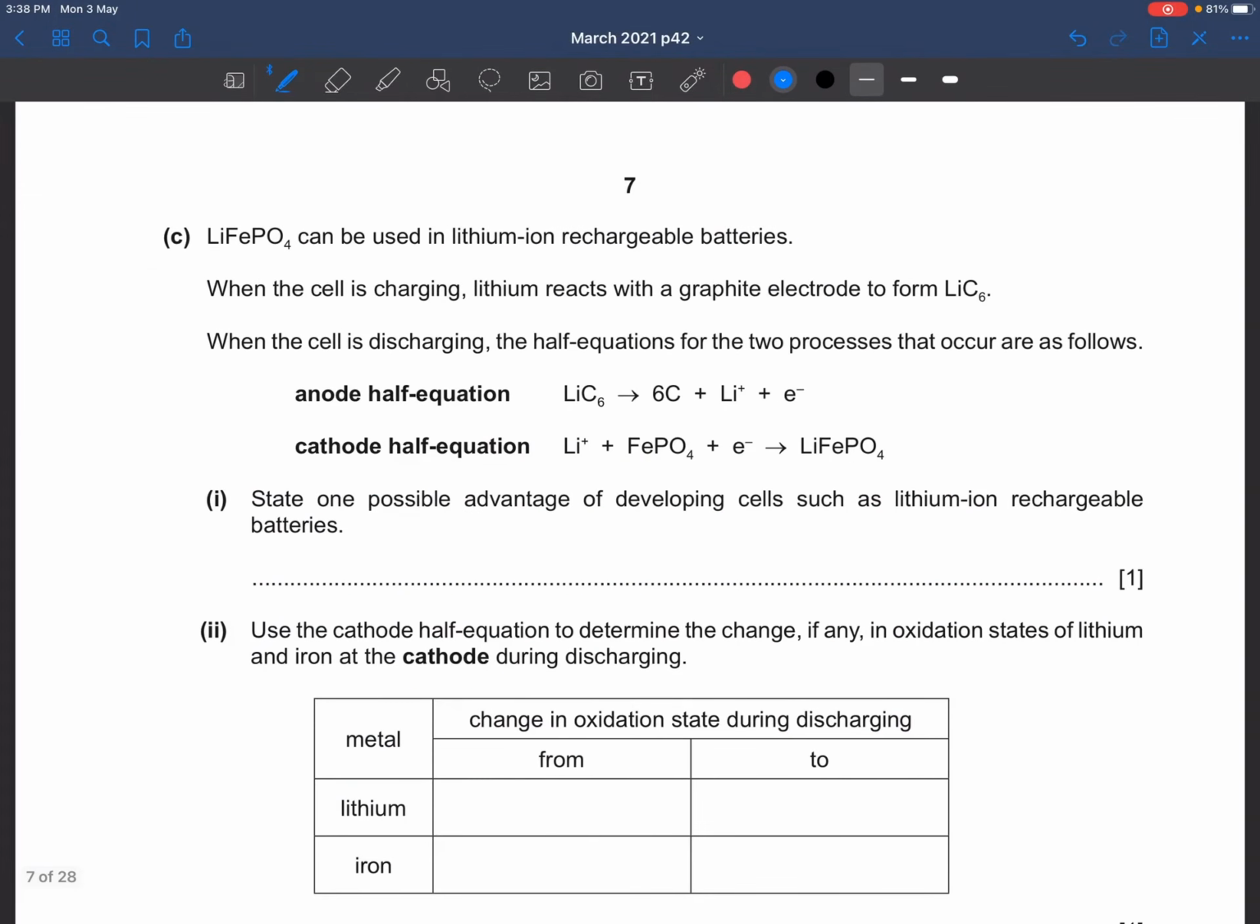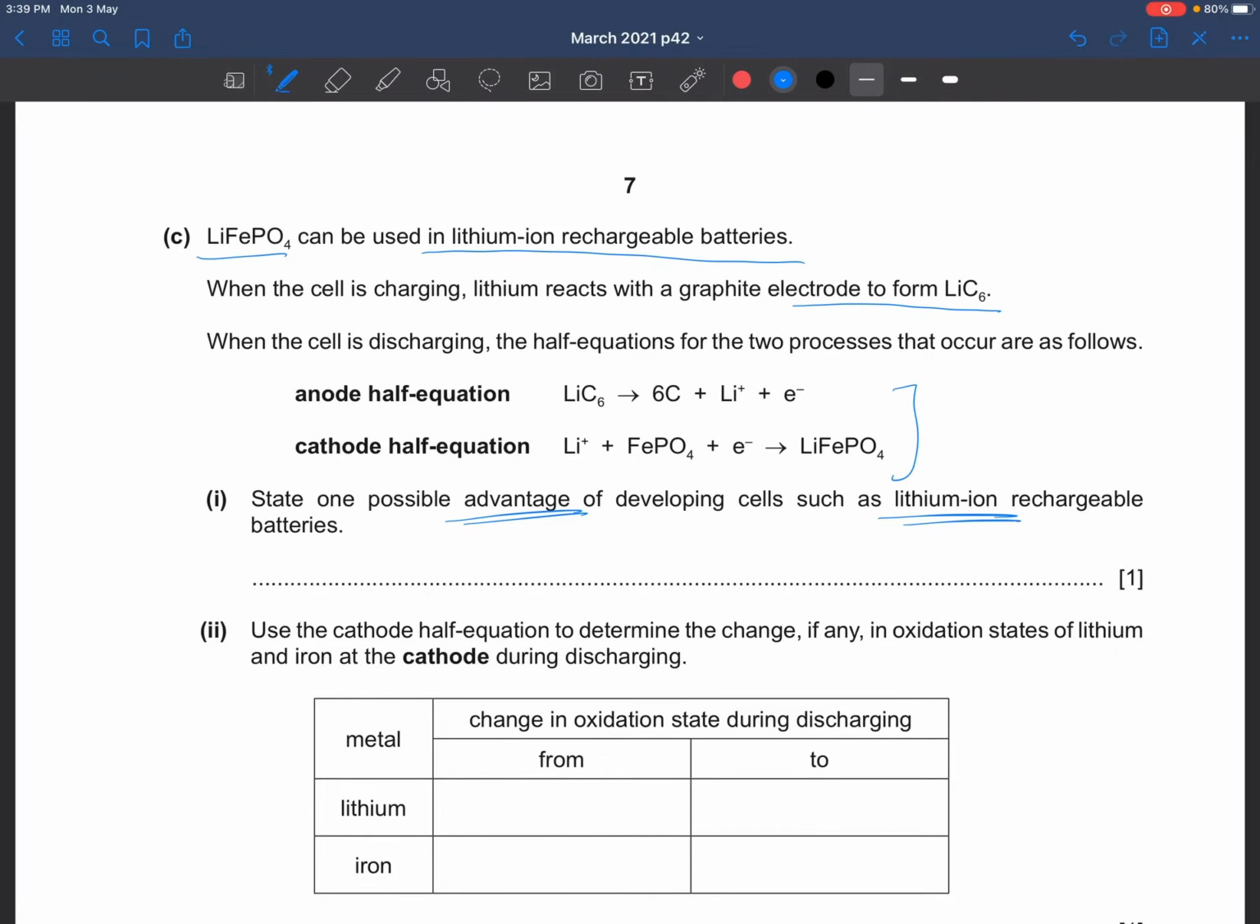Now the next part of the question is, LiFePO4 can be used in lithium-ion rechargeable batteries, and when the cell is charging, lithium reacts with the graphite electrode to form LiC6. When the cell is discharging, the half equations for the two processes that occur are as follows. This is the discharging. These are the half equations when the cell is discharged. State one possible advantage of developing cells such as lithium-ion rechargeable batteries.